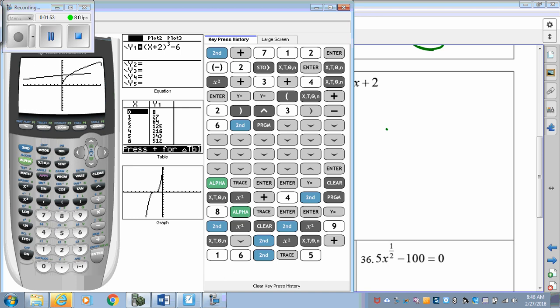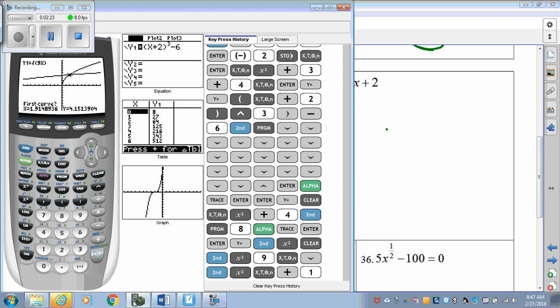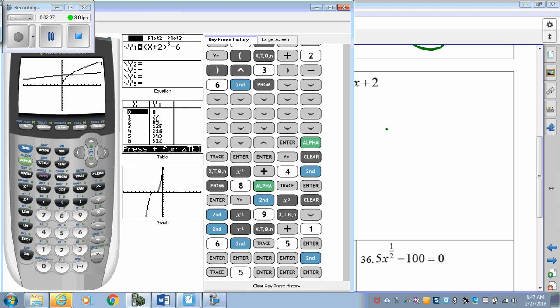So those are my square roots. Remember, they kind of look like eyebrows. Alright, and then I'm going to look for first curve. I would just say enter, enter, enter. Oh, I'm not hitting enter enough. Why is it not doing that? Second trace, of 5. Enter, enter, enter.